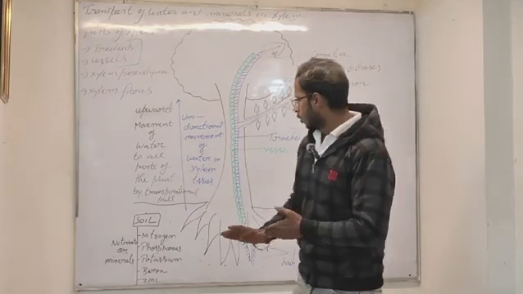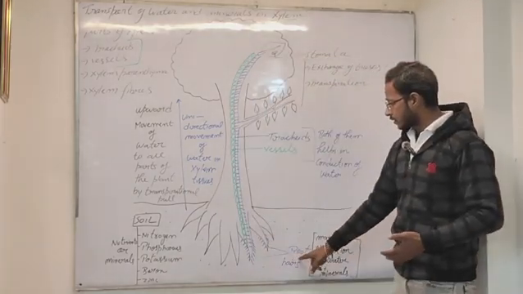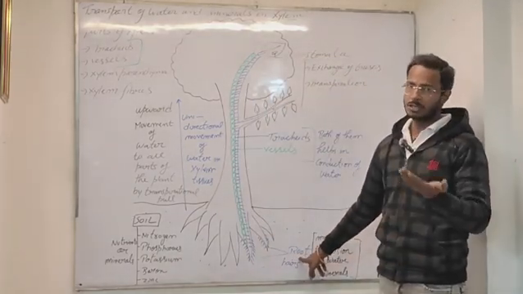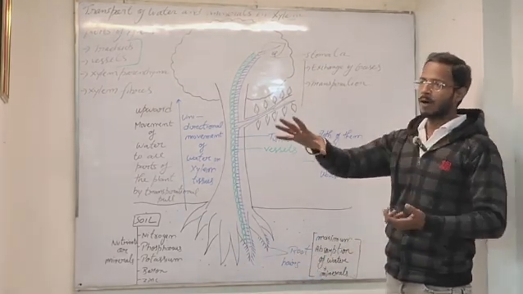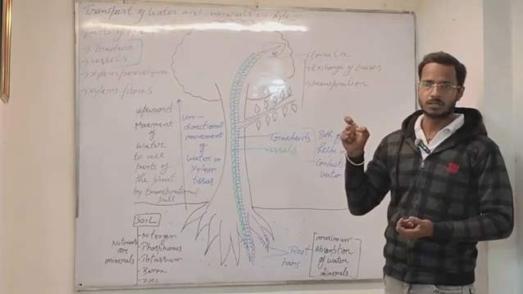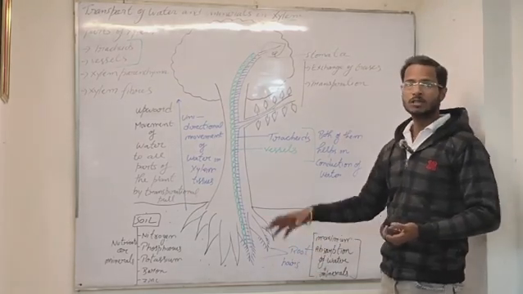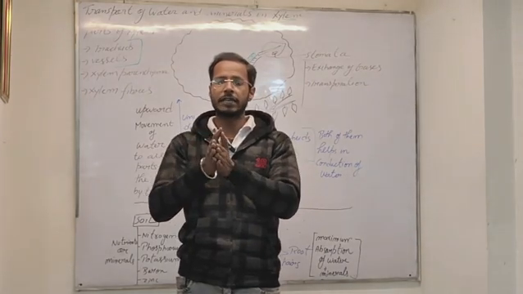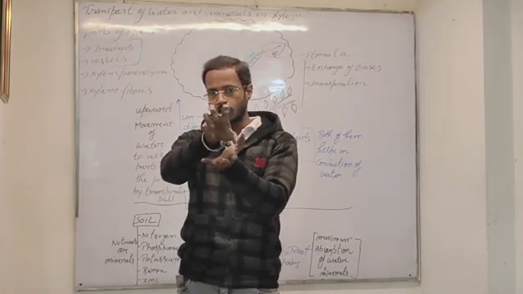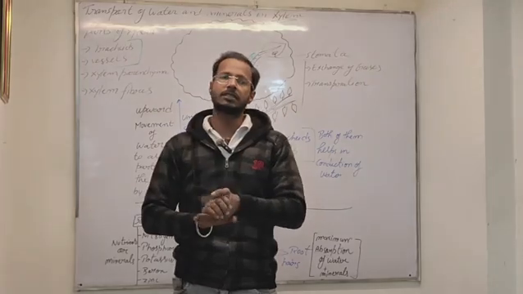The root hairs, this question is very important. It comes in the objective: which part of the plant absorbs maximum water and minerals? That is the root hairs, because the root hairs are completely mixed with the soil, and the cells are very open to the soil, so that they can absorb all the minerals present in the soil.